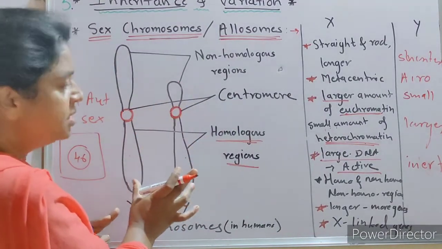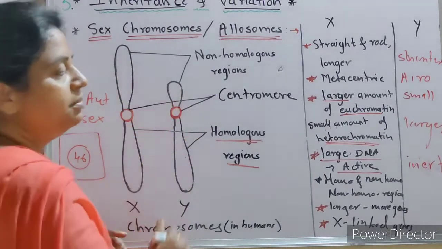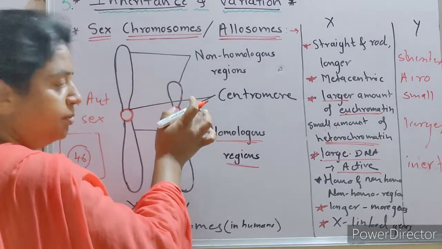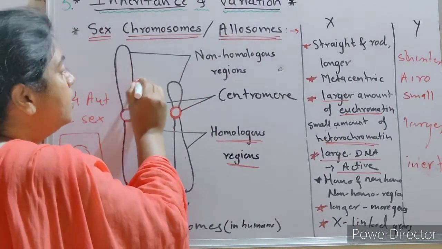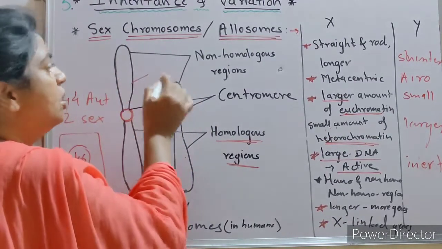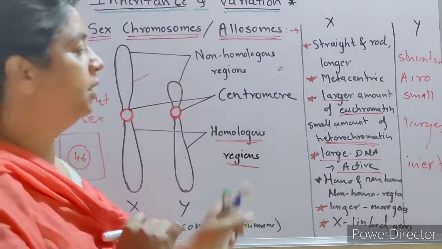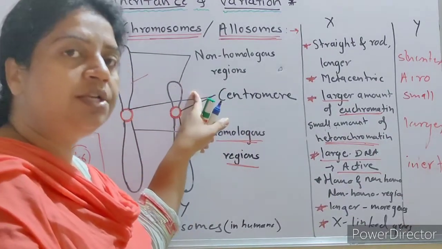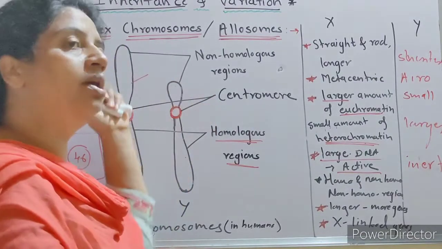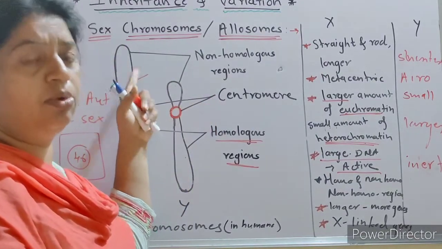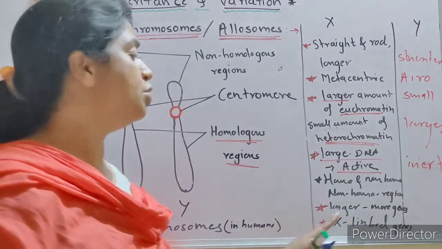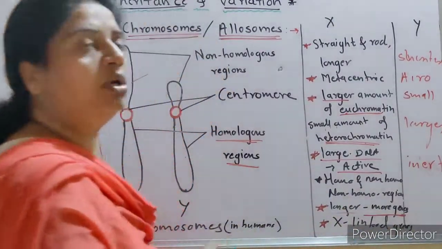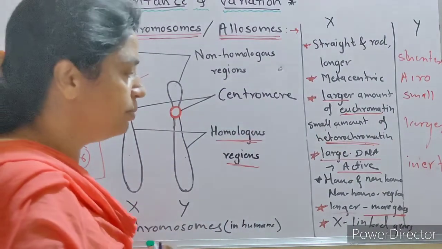Why called homologous? Similar genes; here, dissimilar genes. The non-homologous region of the X chromosome is longer than that of the Y chromosome. And what will you write here for Y? The non-homologous region of the Y chromosome is shorter than that of the X chromosome. Why is it longer? Because it consists of more genes than the Y chromosome.